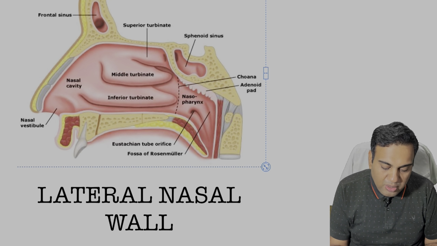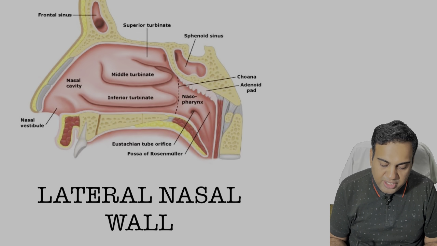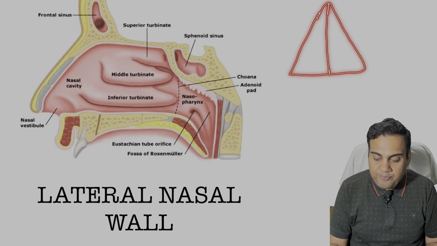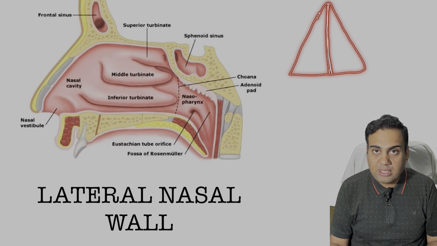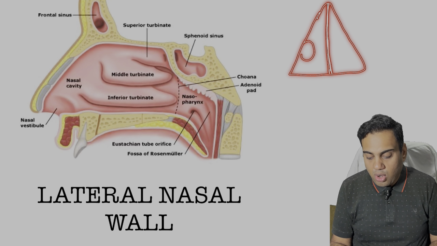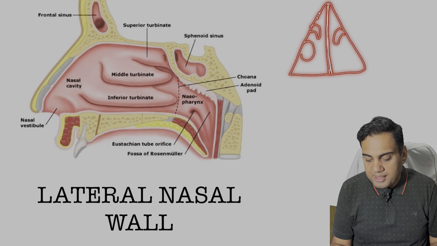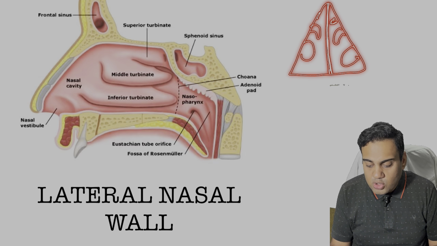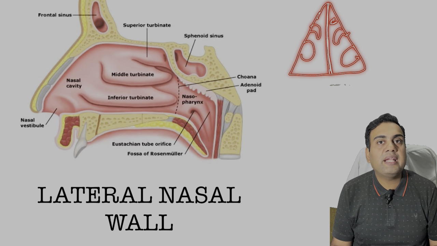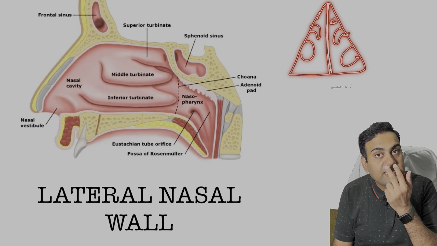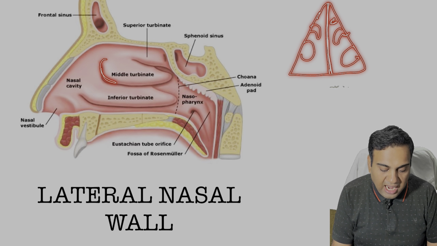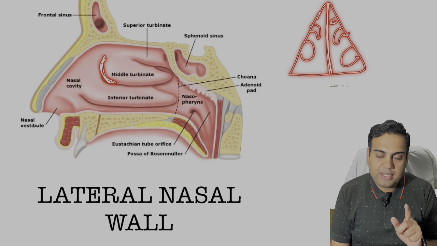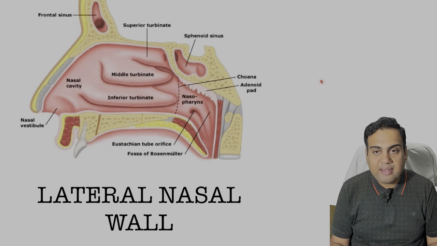But what I want to bring your attention to is that when you draw a diagram of anterior rhinoscopy, you can draw the septum, and then you will draw only two turbinates, the middle turbinate and the inferior turbinate. Do not end up drawing the superior turbinate. The superior turbinate is not seen on anterior rhinoscopy because of the large anterior portion of the middle turbinate.